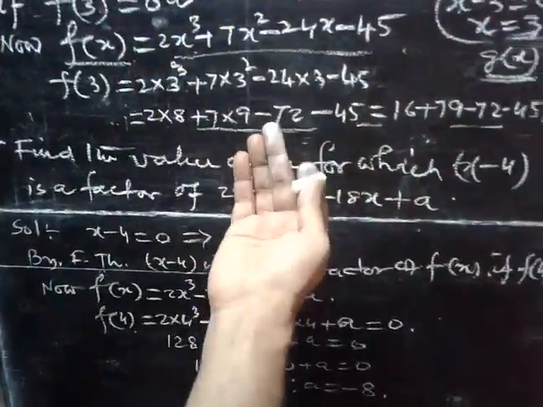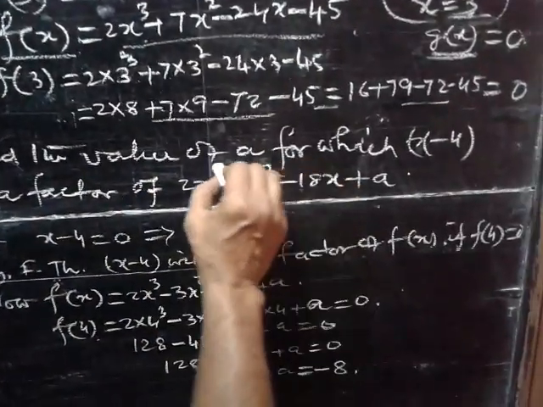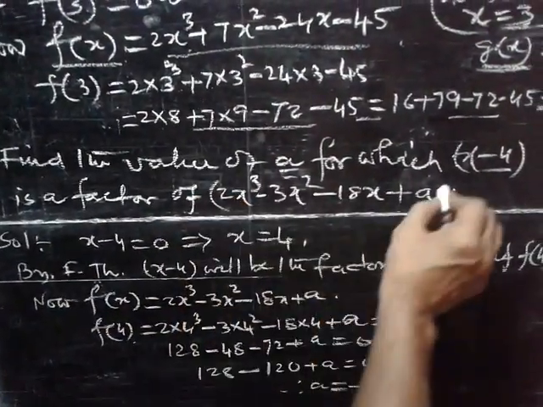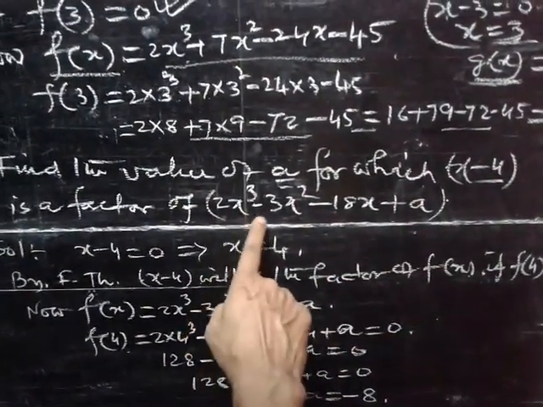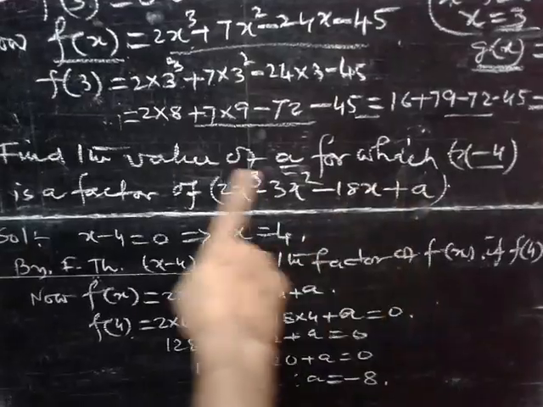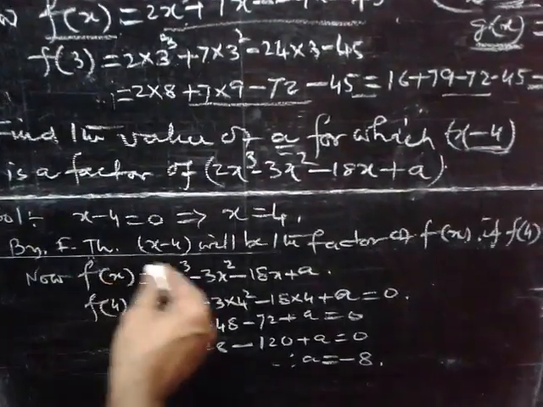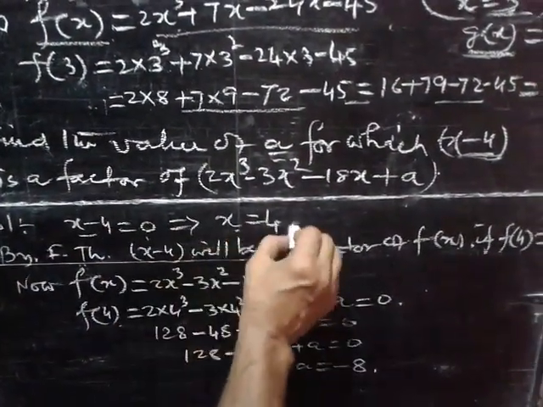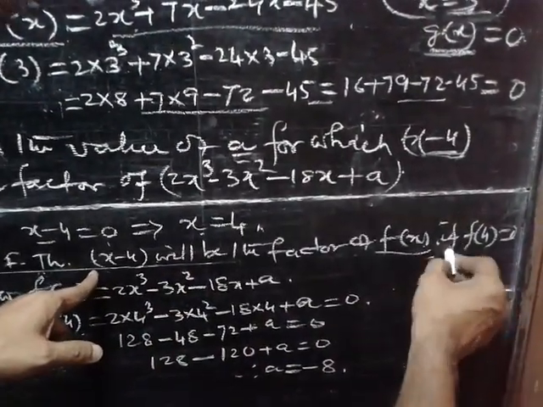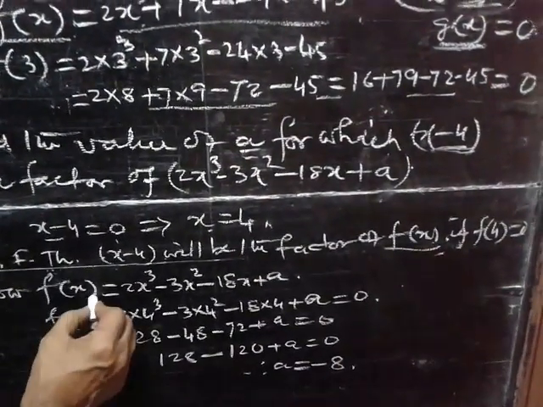Next, this type of problem you can also see in another way. Suppose, find the value of a for which x minus 4 is a factor of this polynomial: 2x cube minus 3x square minus 18x plus a. You have to find out the value of a. Because it is given this is a factor, using the factor theorem, x minus 4 equal to 0, that is x equal to 4. By the factor theorem, x minus 4 will be a factor of f(x) if f(4) equal to 0. That is the remainder, and the remainder must be 0.